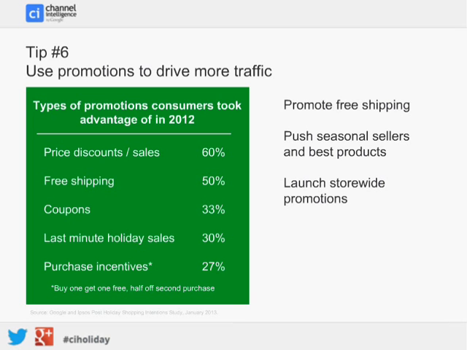So here's a chart showing the types of promotions that consumers took advantage of in 2012. You can see that price discounts and sales was the most common. Free shipping, very common at 50%. Coupons, last-minute holiday sales, a little bit less common. And then purchase incentives such as buy one, get one, or half off second purchase, etc., was the least common here in this chart.